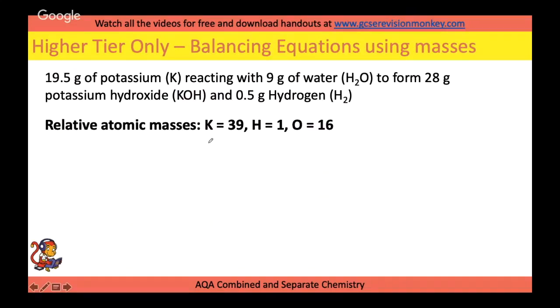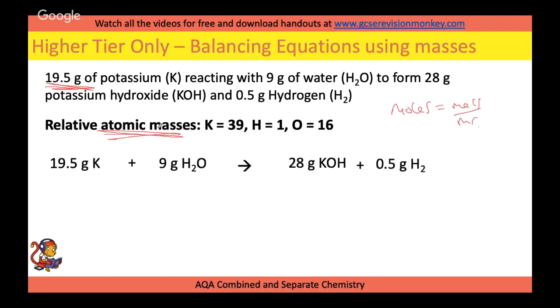I want to run through balancing equations using masses. For these ones, you get the marks for the working out and not for just balancing equations. So they give you masses and they give you relative atomic masses. So think to yourself straight away, moles equals mass over Mr. 19.5 is the mass. I've just written it out again here. If you take the question and write it out as an equation, it will help you.